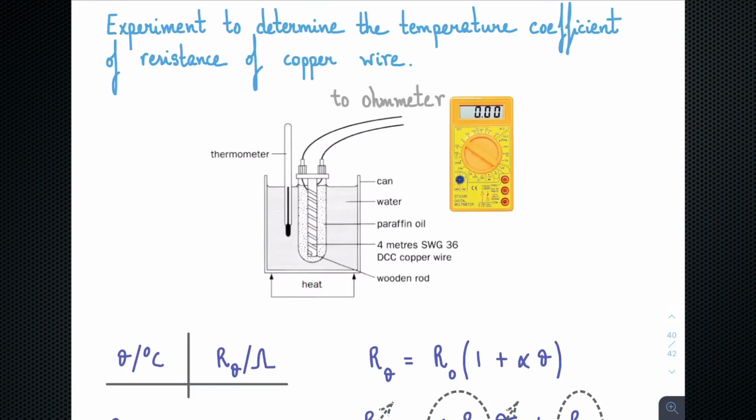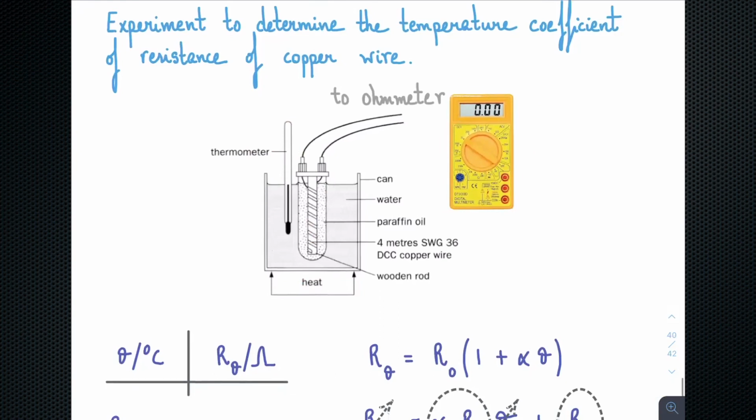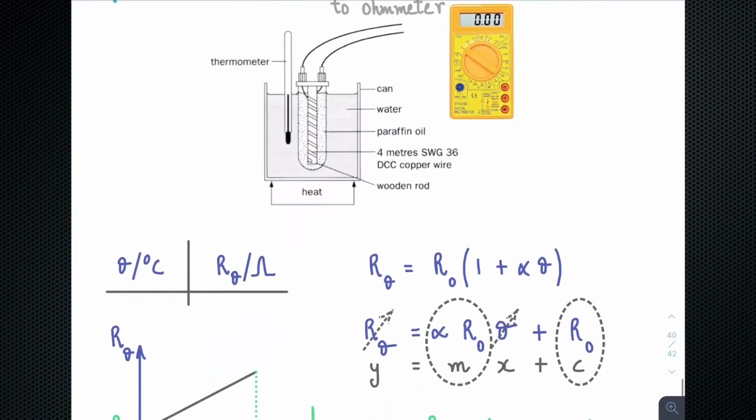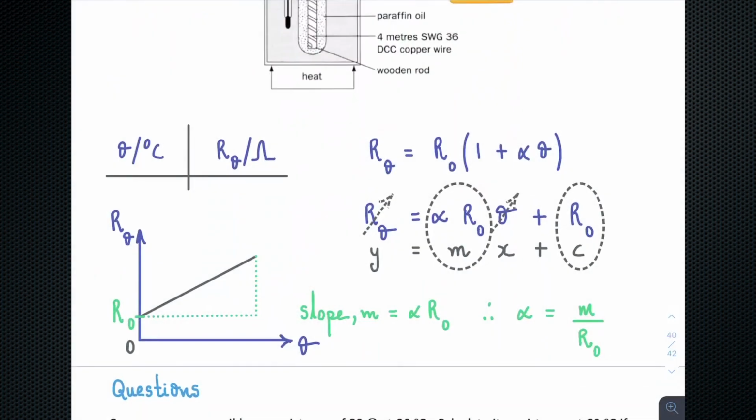Its temperature is increased, say, from around 20 degrees room temperature to, say, 70 degrees centigrade, during which the resistance of the wire is noted using an ohmmeter, say at intervals of 5 degrees. We therefore end up with a table of results of temperature and resistance values. From theory, we know that R theta is equal to R naught 1 plus alpha theta.